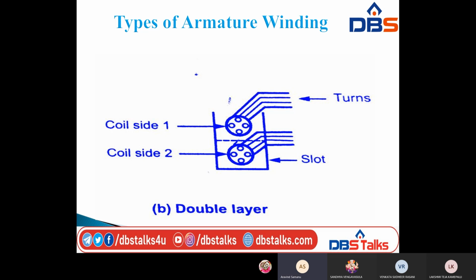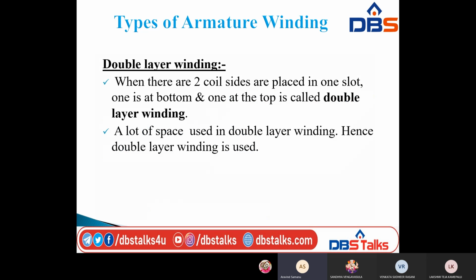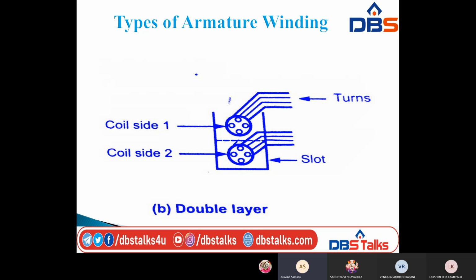In this case, a lot of space is used. A lot of space is used in double layer winding, so that's why we prefer double layer winding. Compared to single layer winding, we prefer double layer winding only, because here a lot of space is used. In single layer winding, a lot of space is wasted. Okay, understand this one? Single layer and double layer winding.